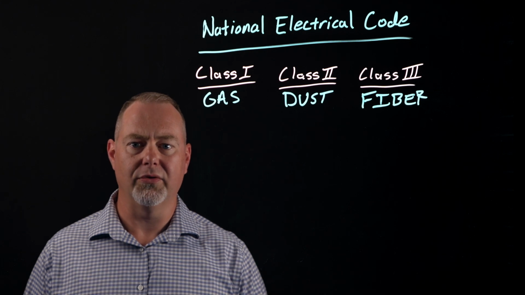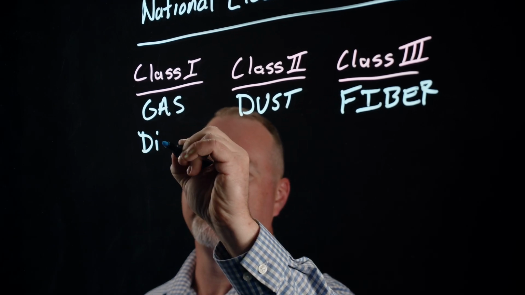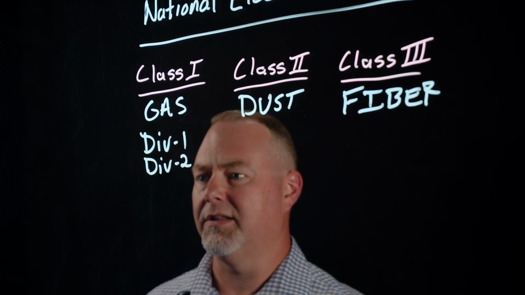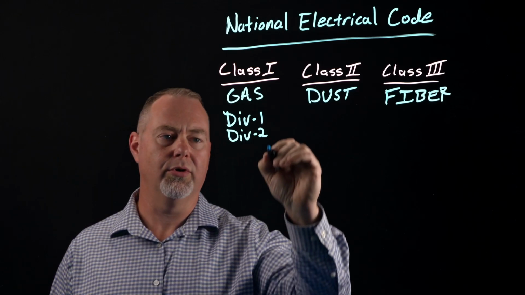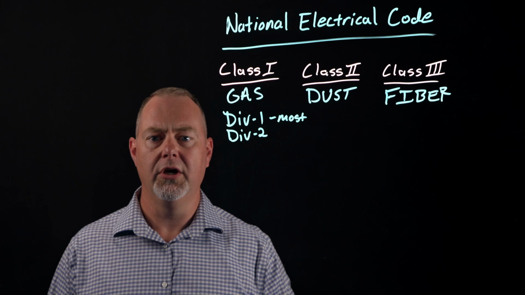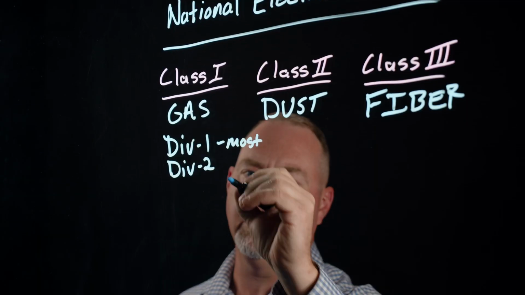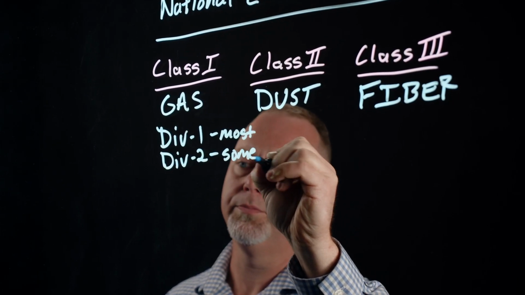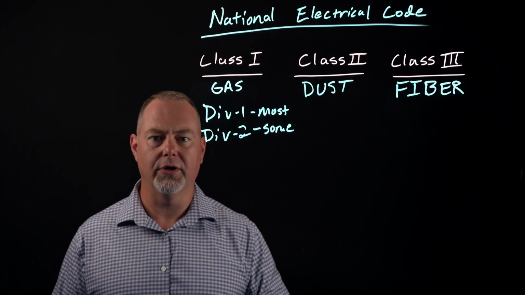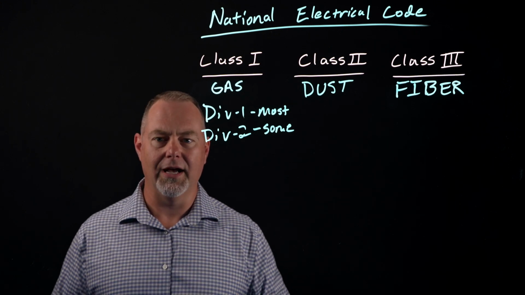Within each class are two different divisions, which have been creatively identified as Division 1 and Division 2. Division 1 means that the hazard is regularly present under normal operating conditions, or usually, most of the time. Whereas Division 2 areas are where the hazard is only present during abnormal conditions, such as an equipment failure or a maintenance procedure. So this is sometimes. If you have questions about the area classification for your facility, check with your local fire marshal, health and safety director, or plant engineering staff to better understand the requirements and hazards in your facility.